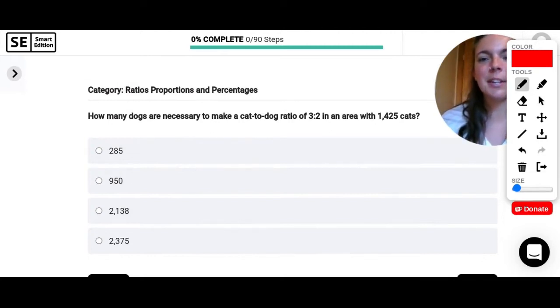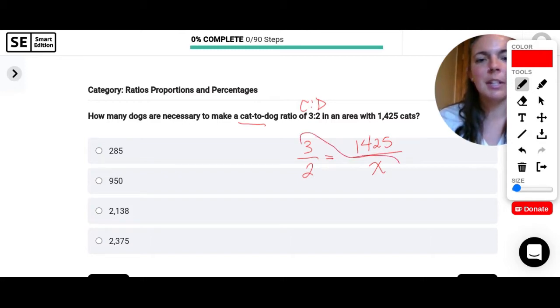How many dogs are necessary to make a cat-to-dog ratio of 3:2 in an area with 1,425 cats? Cats come first, and then the dogs. So let's write our ratio as a fraction, and that has to maintain the same ratio as 1,425 cats, with cats on top over x amount of dogs. From here, we can do some cross multiplication. So 3x would equal 2,850.